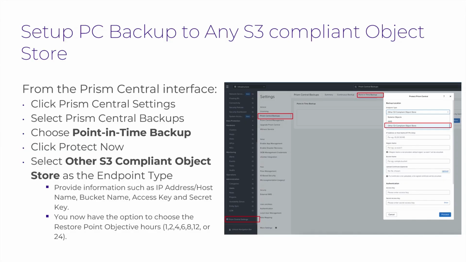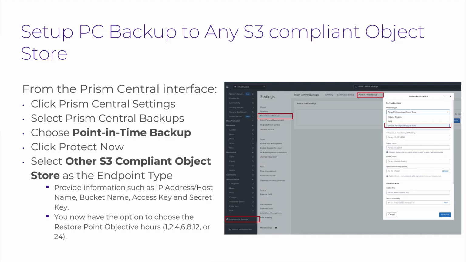Here, I would like to highlight how simple it is to set up a backup of Prism Central to any S3 compliant object store. From the Prism Central user interface, you just go into the Prism Central settings from the menu on the left and open the Prism Central Backups page. From there, we choose the point-in-time backup from the top options. Once in the Protect Prism Central widget, this is where you can see a new endpoint type option called Other S3 Compliant Object Store. That's where you can plug in whatever S3 platform your organization already uses.